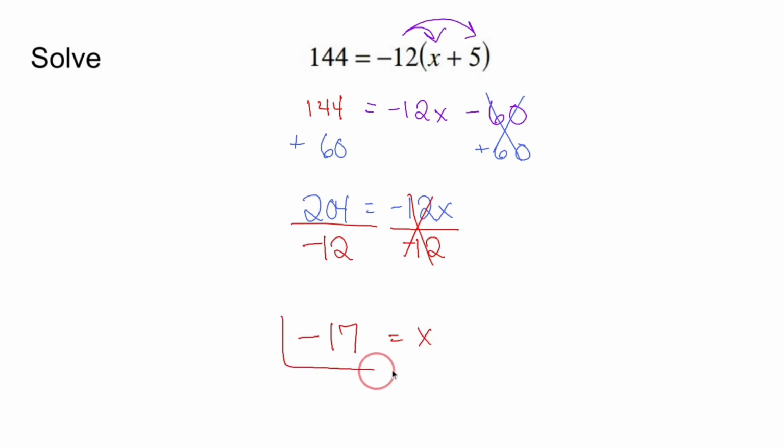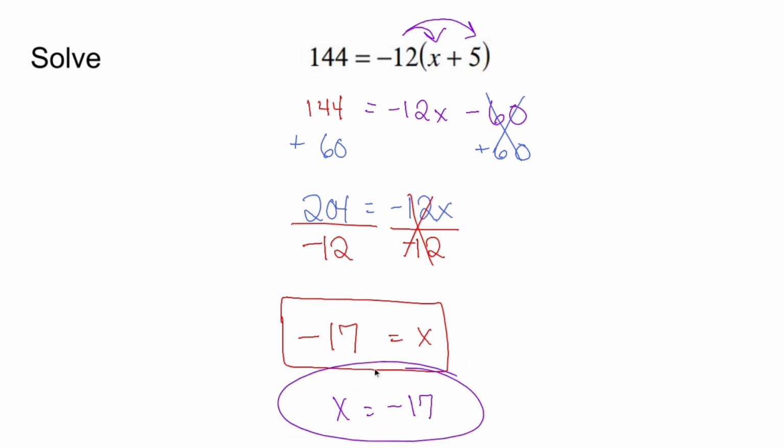Now, this is a correct answer, and most teachers would be okay with that. Now, as a math teacher, I don't like my variable on the right. It just doesn't seem prudent. I like to put it on the left. Is it wrong if I keep it like that in the red box? Nope. Does it look better if I keep it like this in the purple circle? You better believe it, baby.